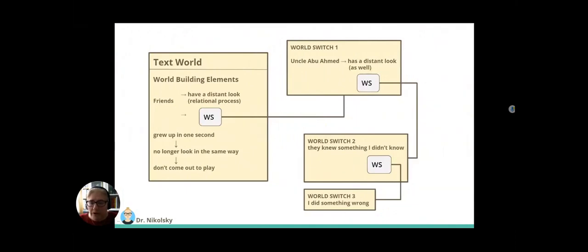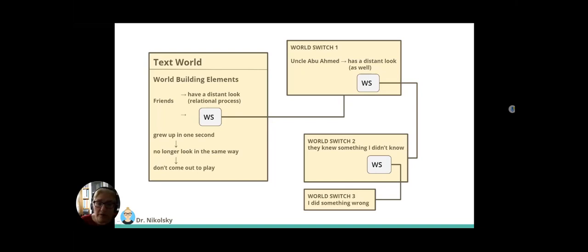So the idea, it starts off with the world-building elements of the friends that have a distant look. And then if we move down to the processes before we go to the world switch, the friends grew up in 1 second, the friends no longer look in the same way, and the friends don't come out to play. Yeah, so this is what is happening, so to speak, in the story. But beside having the distant look, there's a world switch, which already is part of the qualities of the friends, the relational process of the friends. And this is done using a world switch to a different deictic center, which is now Uncle Abu Ahmed, the father of Ahmed. He also has a distant look. Yeah?